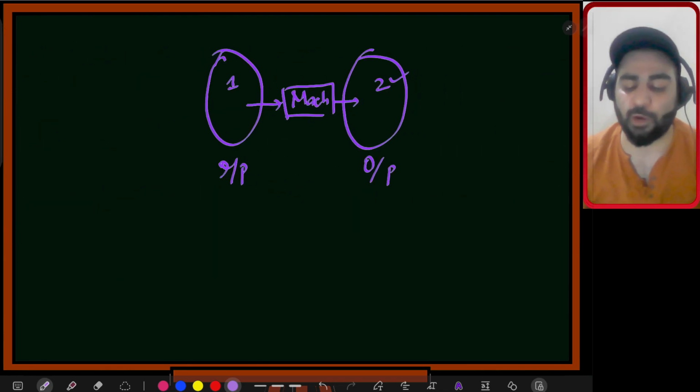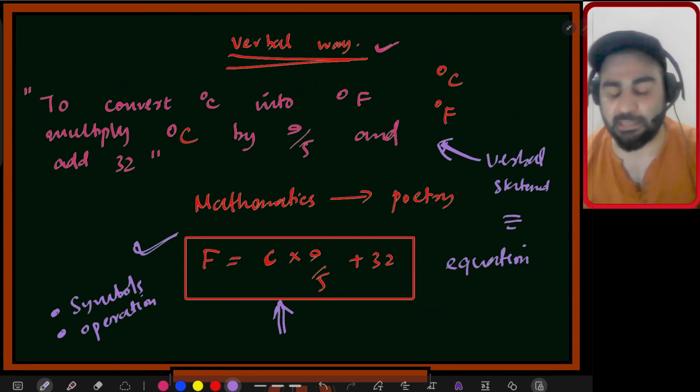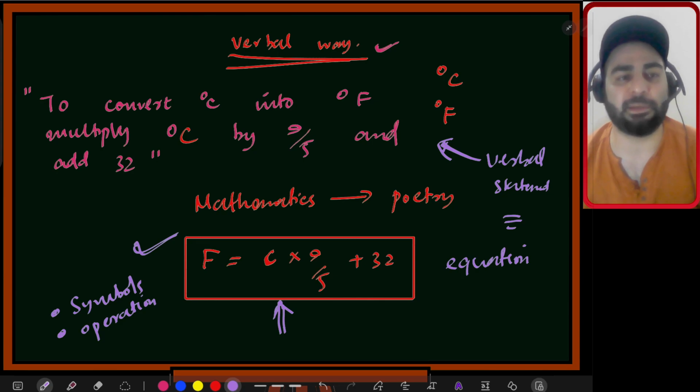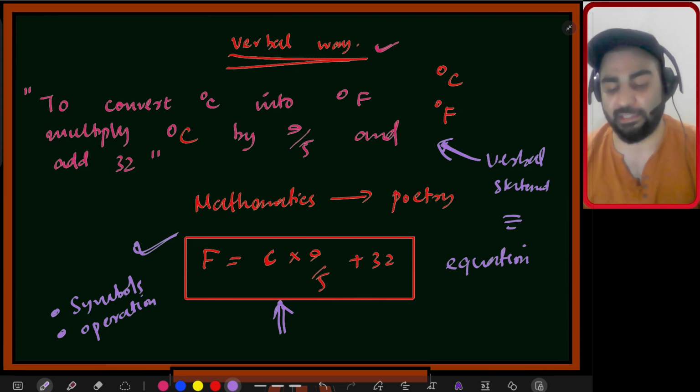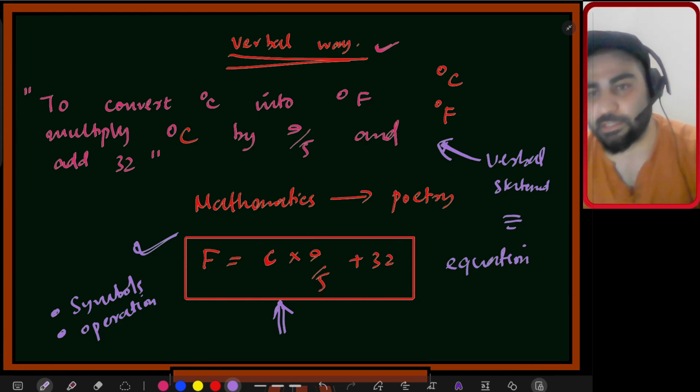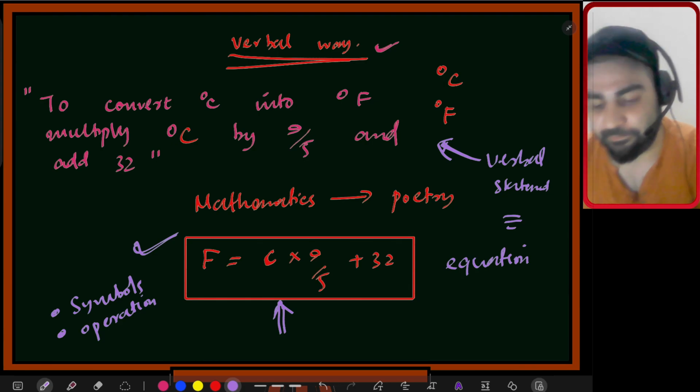So how many of you understood this connection between the verbal way and the mathematical way? Mathematics basically is just a language. It's nothing more. It is explaining some reality. I think most of you understood this. Okay, going back now. Now we have these mathematical ways.